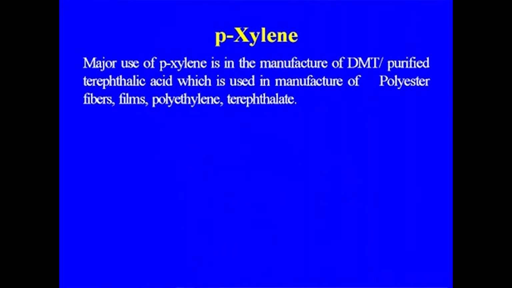So, the major use of the paraxylene, as I discussed earlier, is in the manufacture of DMT and purified terephthalic acid, which is used in the manufacture of polyester fibers, films, and polyethylene terephthalate. So, this is one of the major outlets for the paraxylene, and this is an integral part of any DMT or terephthalic acid plant where we are making the polyester.